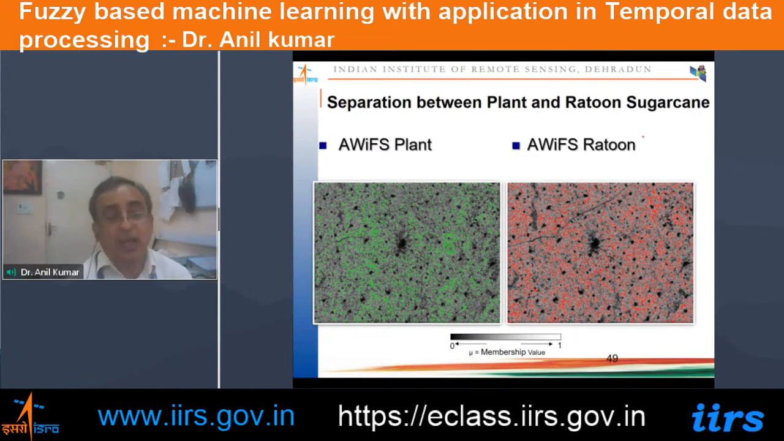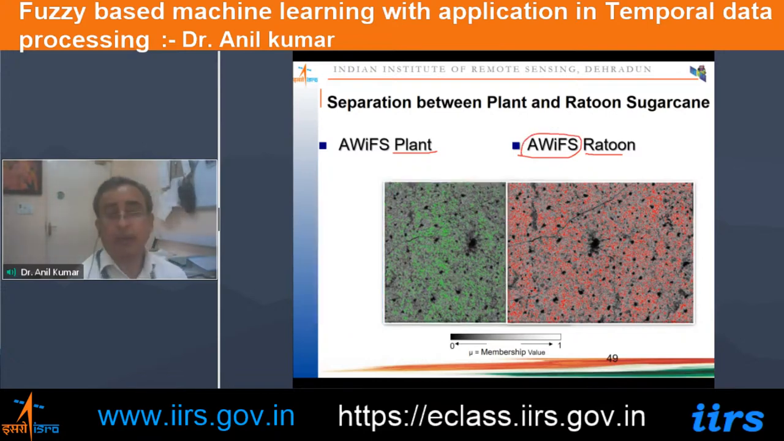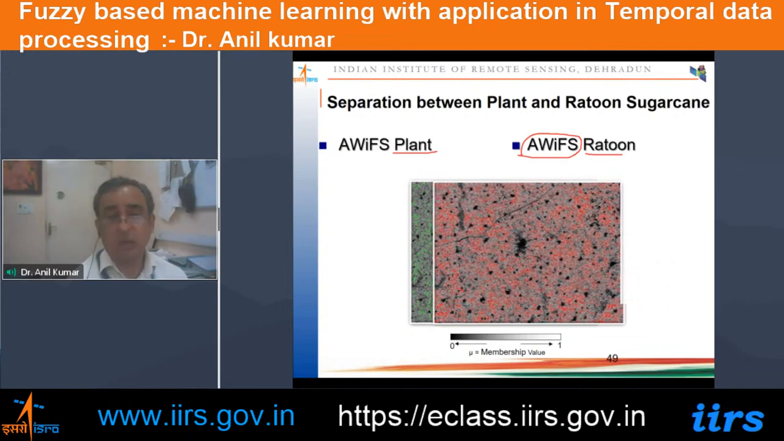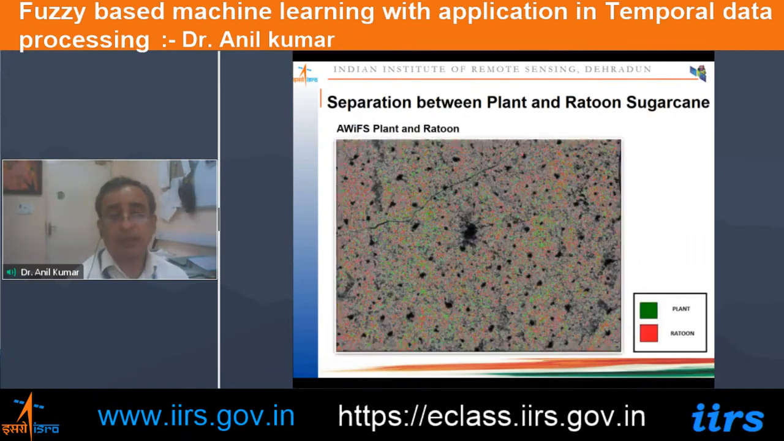So here it was possible, for Triveni sugar mill near Dehradun in Saharanpur district, to map the plant fields and ratoon fields in AWiFS images. Later on we tried with LISS-3 images also, and you can superimpose these outputs and bring them together as one output. Here you can see the green is plant fields and the red is the ratoon fields of the sugarcane crop.